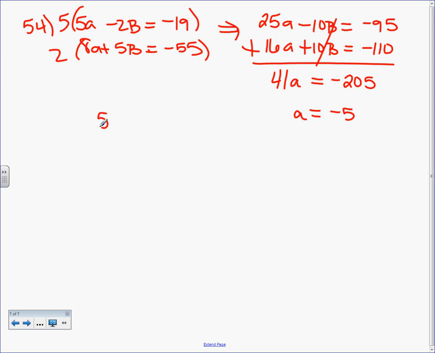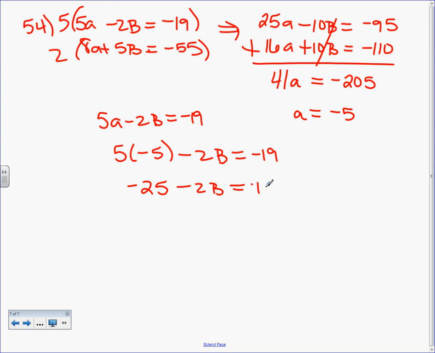I always plug it into the original problem. Technically you don't have to, but why would you plug it into bigger numbers? Do you see what I'm saying? So 5A minus 2B equals negative 19. So negative 25 minus 2b equals negative 19. Now what? Add the 25. So negative 2b equals what? 6. So b is negative 3.